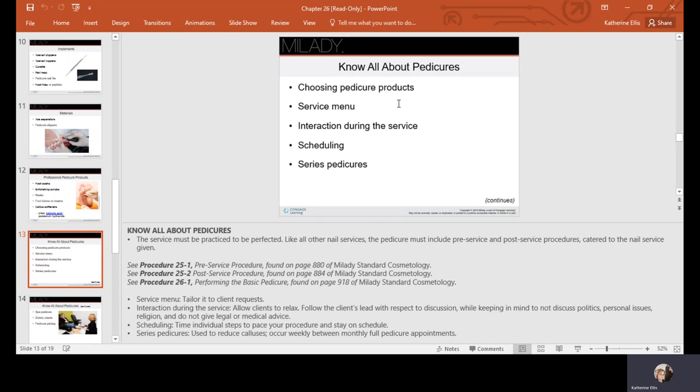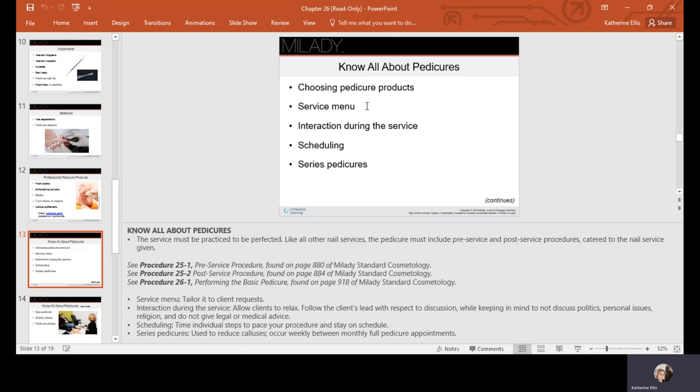Interaction during a service, you need to follow the client's lead. If they're not very talkative and they just want to relax, maybe they just came in from work, then don't try to engage them in conversation. If they do speak to you, of course you can respond back, but stay away from controversial topics. Don't be too eager to comment if they share something personal, if they're going through a divorce or something else is going on. You never know who knows who, and you could possibly lose another client. So make sure you remain neutral in your responses.